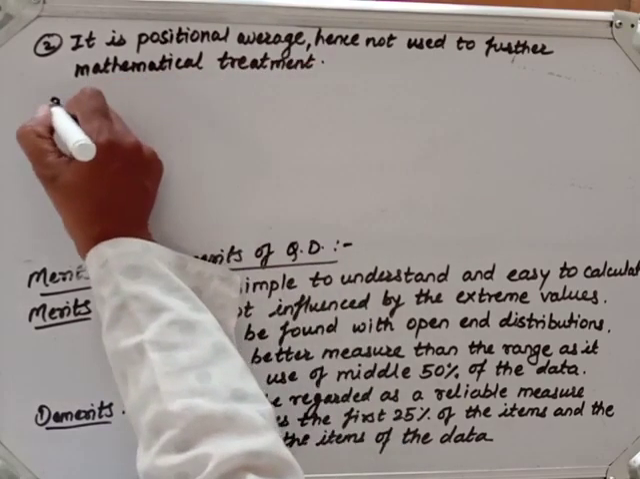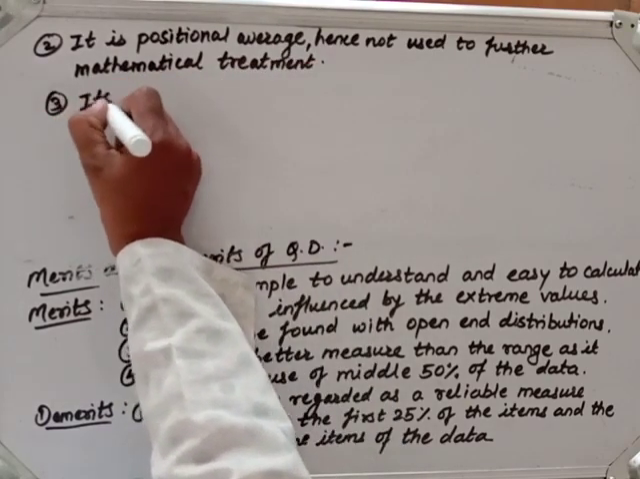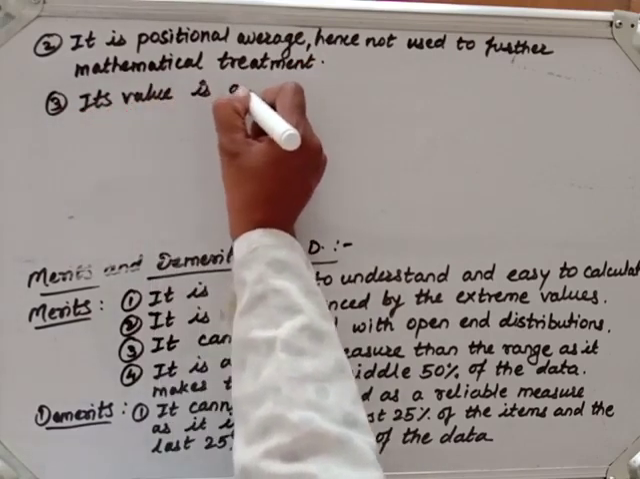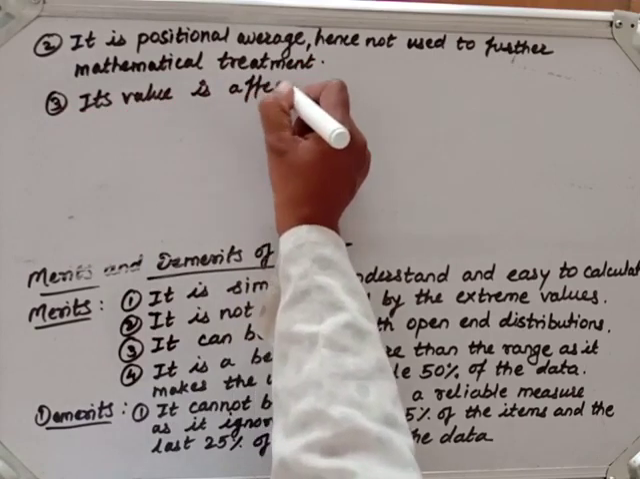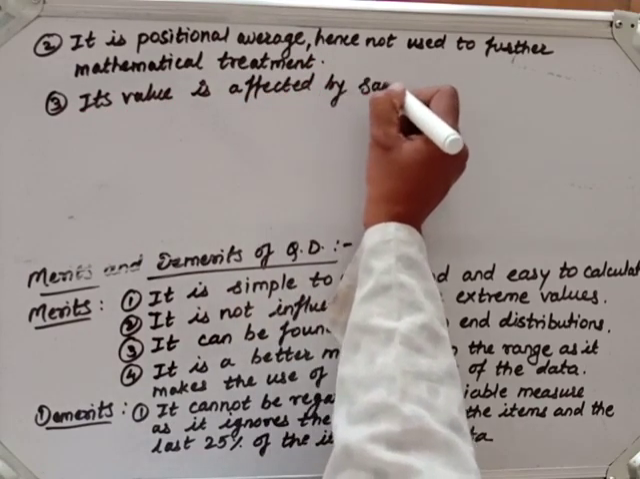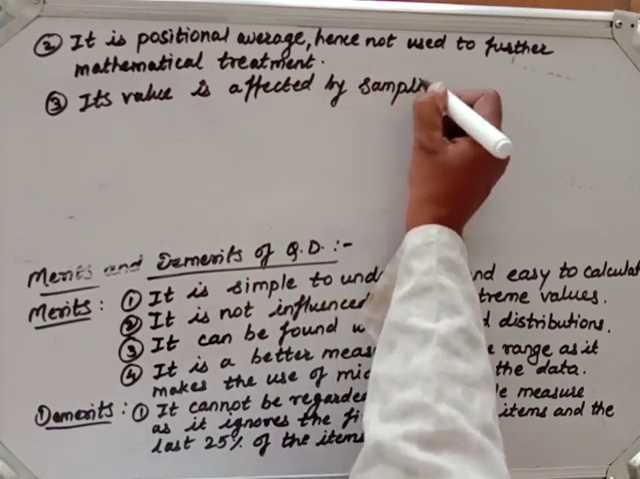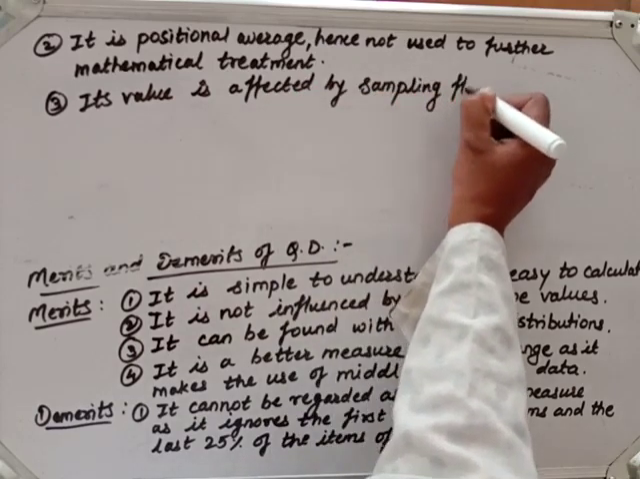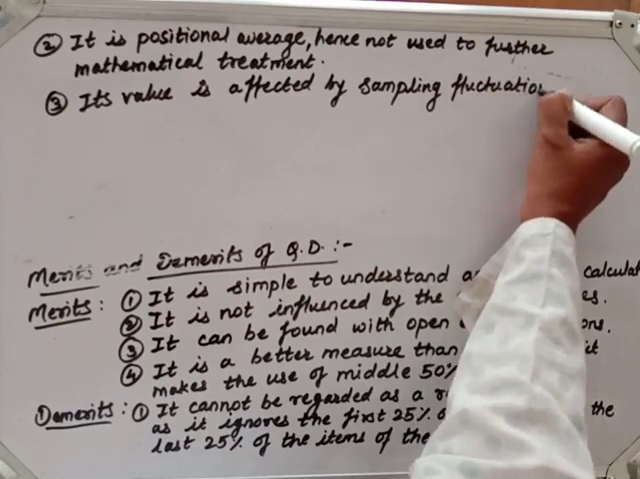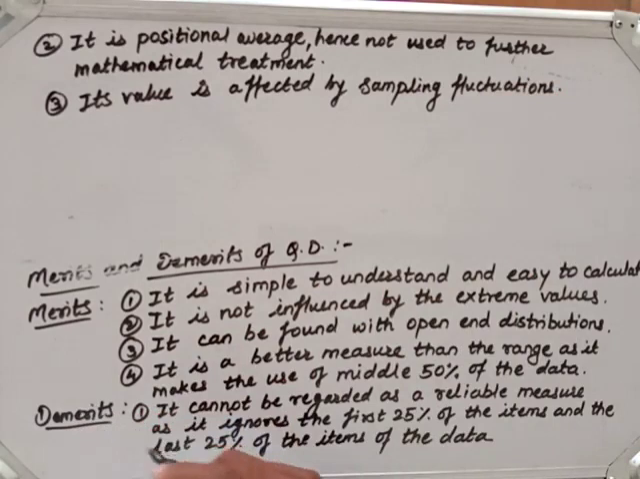Okay. Then the next one: its value is affected by sampling fluctuations. These are the demerits of it.